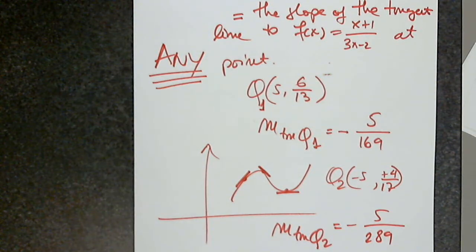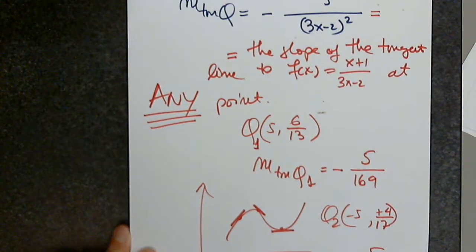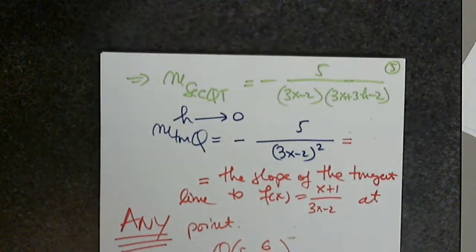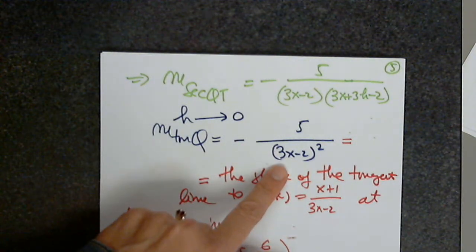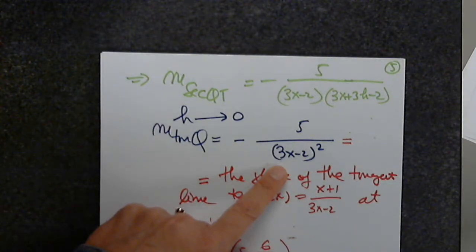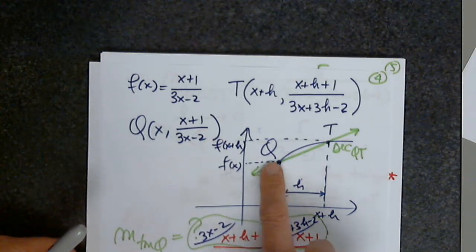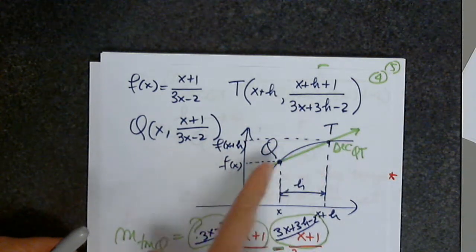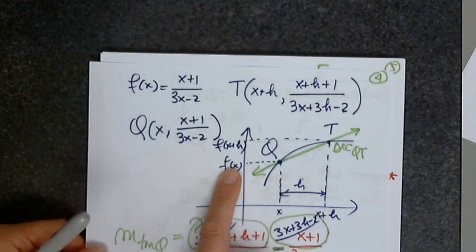Any question? Yes, please. When we were first just plugging in x in general to find the 5 over 3x minus 2 squared equation, can you go back to where you found T's y coordinate? Yes. I said Q is a generic point. If it's on the graph, it must have an x, and it must have the y coordinate, which must be f of x.